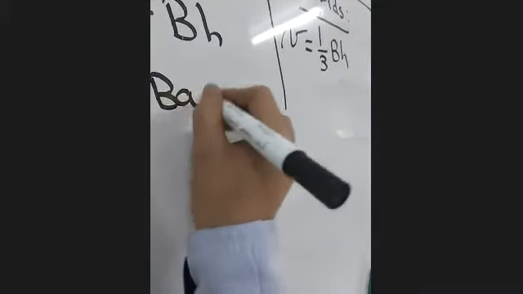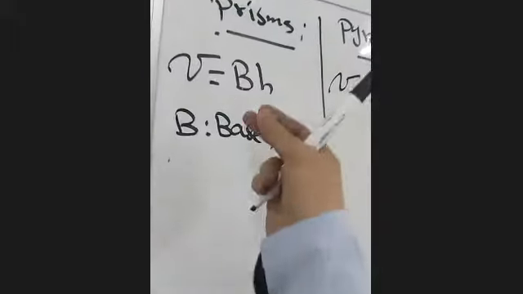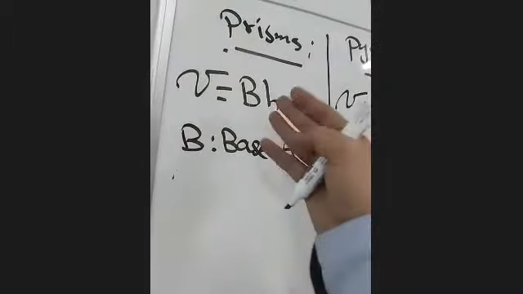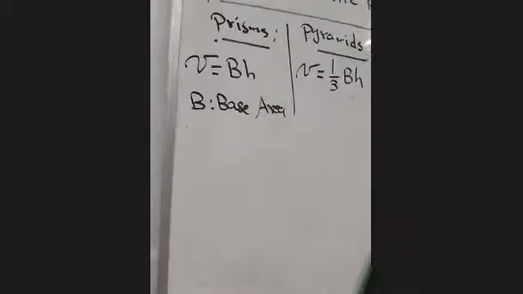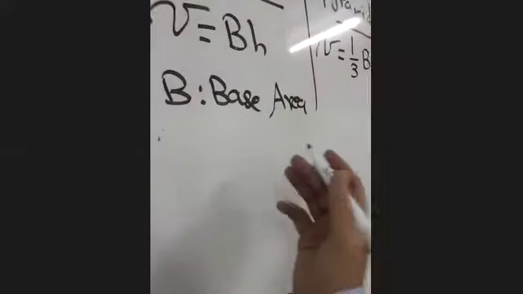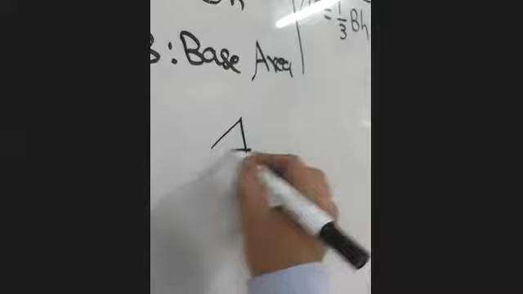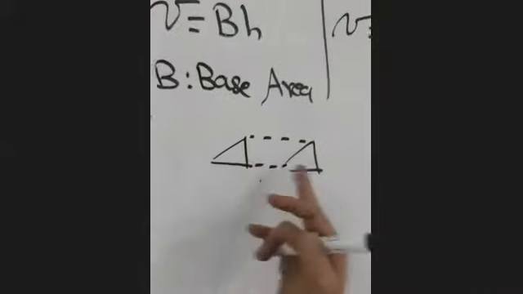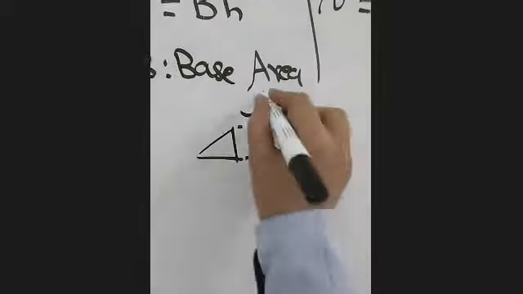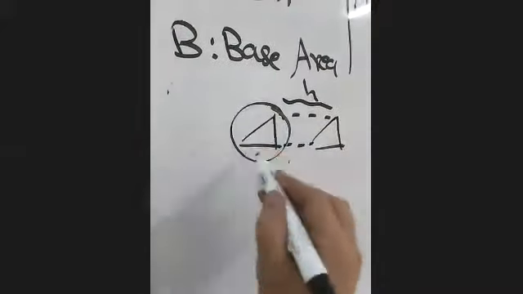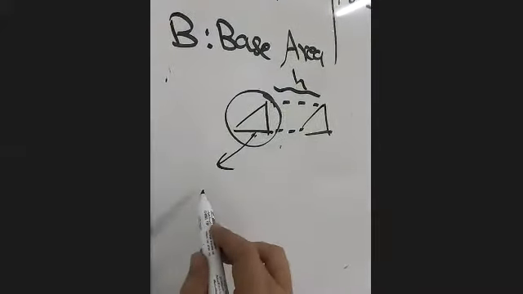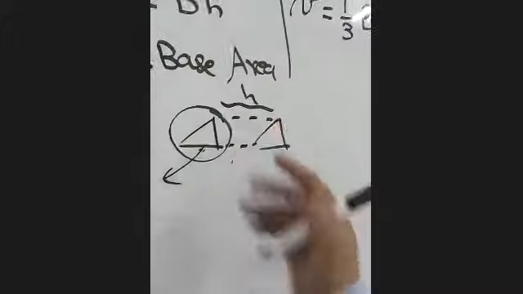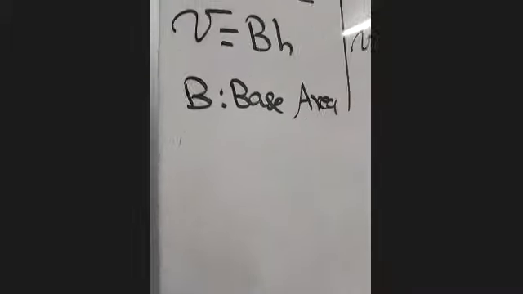Now, what's important here is B, the base area. For any prism, to find the volume, just go to its base, find its area, then multiply by the height of the whole prism. For example, if we have a triangular prism, we have two triangle bases, and this is the height here. You will find the base area of the triangle by using the formula of the area of the triangle, which we did. Multiply by the height. Okay? And we did a lot of examples about it.